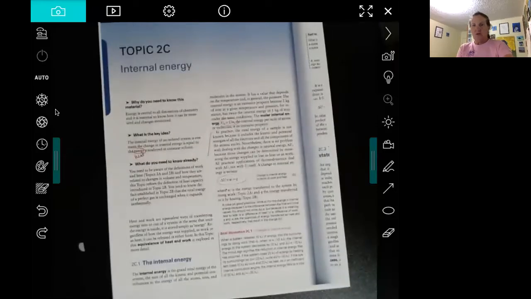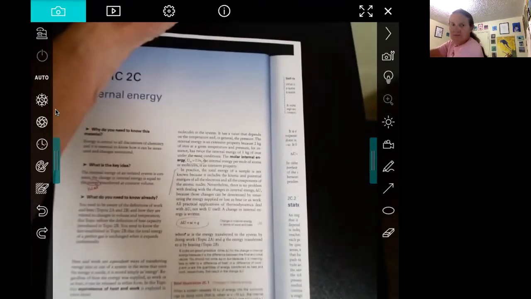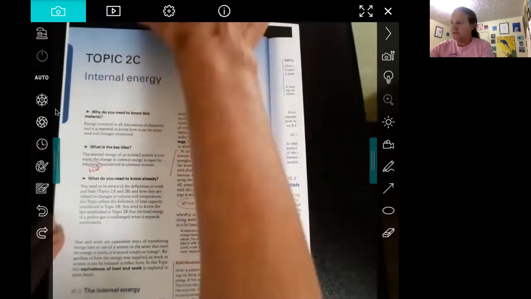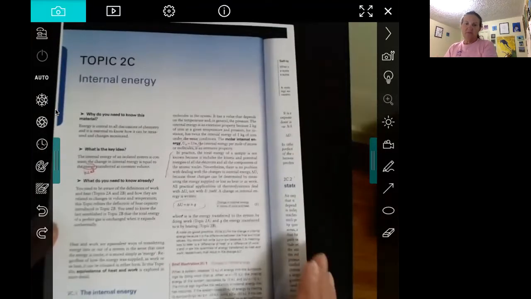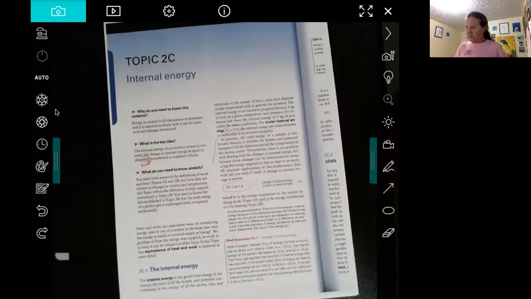Okay, focus 2C, internal energy. So I'm always assuming that you have your book out because I know you can't read this. So I think it's good for me to use the book though, because then you know exactly what I'm talking about. If anything doesn't make sense, you know exactly where to read a bit more.